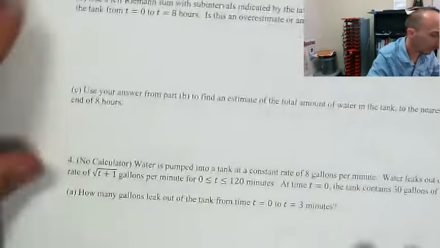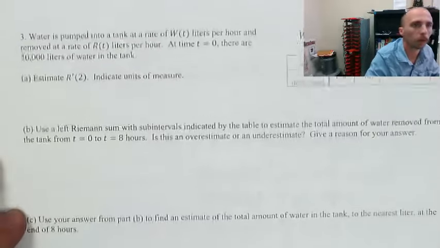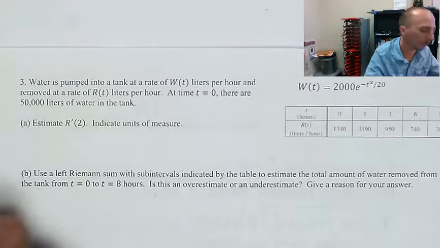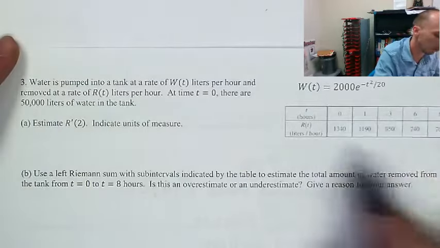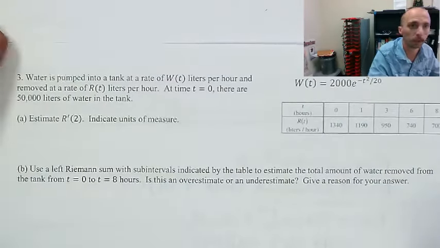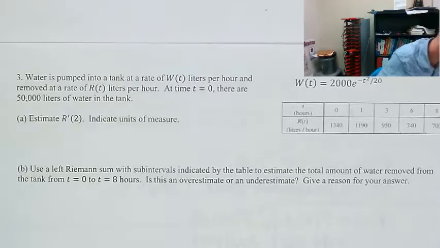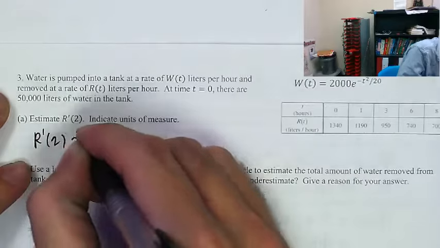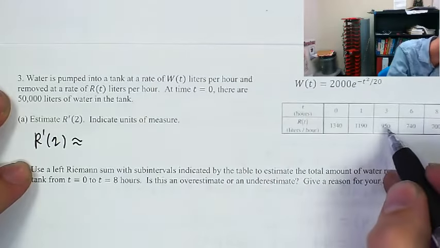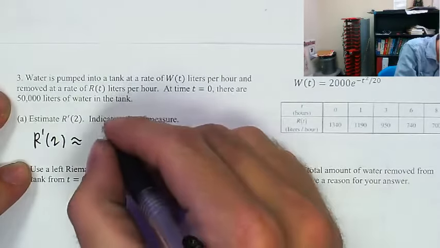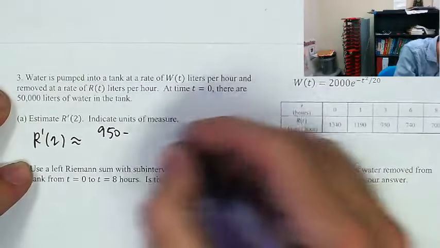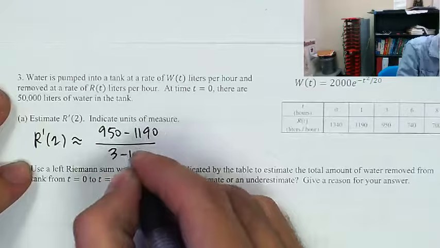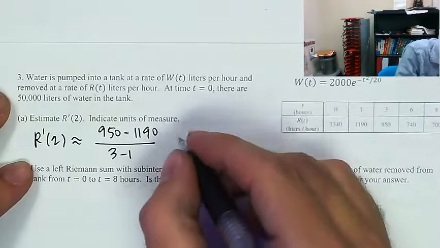Water is pumped in at w liters per hour and removed at a rate of r liters per hour. Here we see this mixed media. On one hand, we've got an algebra equation. On the other hand, we've got a table. Okay, estimate r prime of 2, indicate units of measure. Okay, r prime of 2 is going to be approximately equal to 950 minus 1190 divided by 3 minus 1 liters per hour per hour.